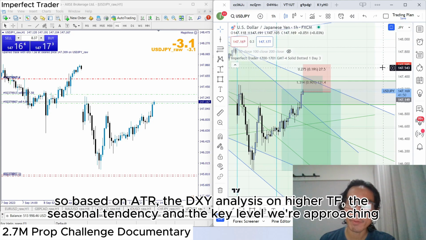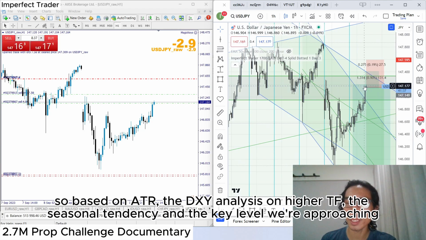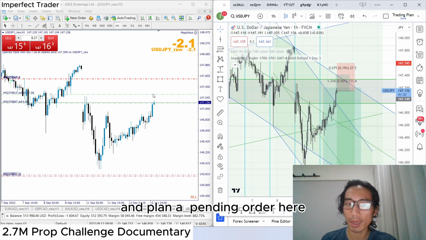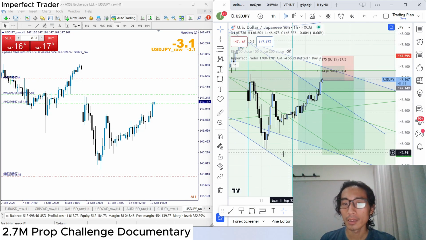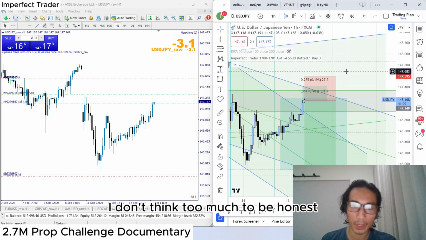So based on the average true range, the DXY analysis on higher time frames, the seasonal tendency, and the key level we are approaching, I decided to take the trade and plan another pending order here, in case price shoots up, I would have another trade open. Does that make sense? That is my quick analysis, and I found it reliable, and I took the trade. I don't think too much, to be honest.